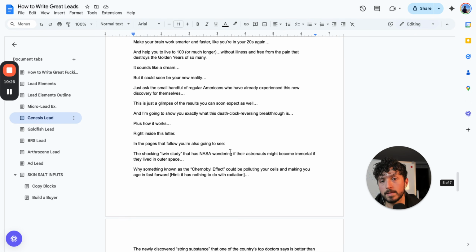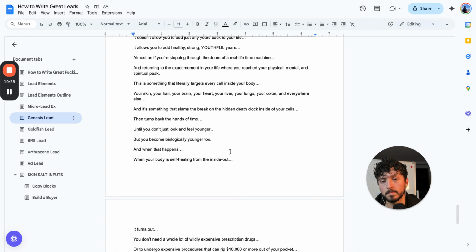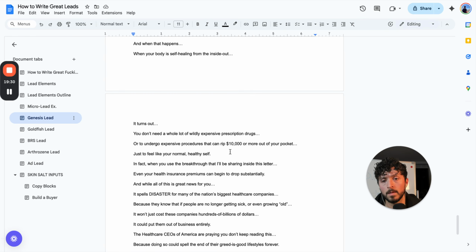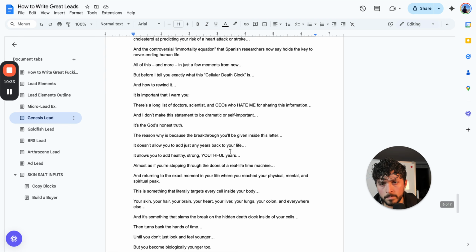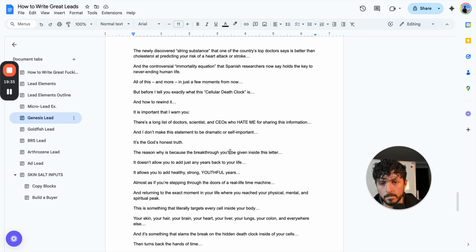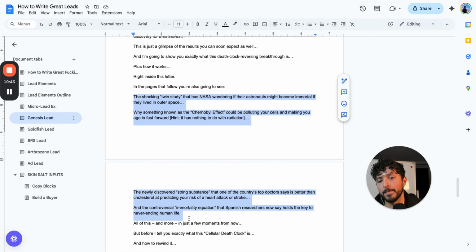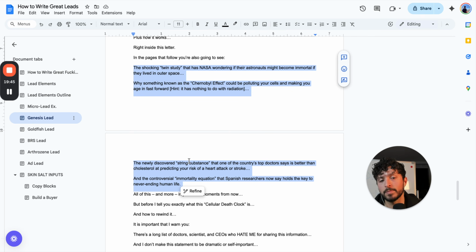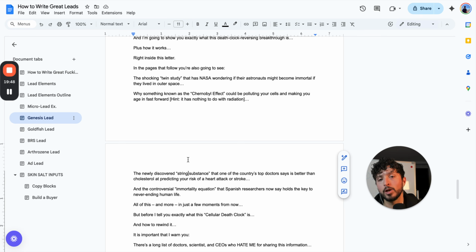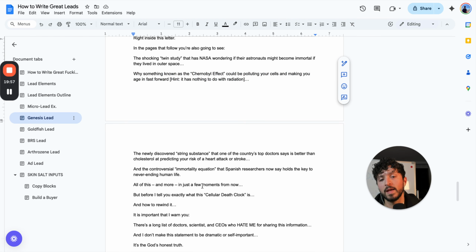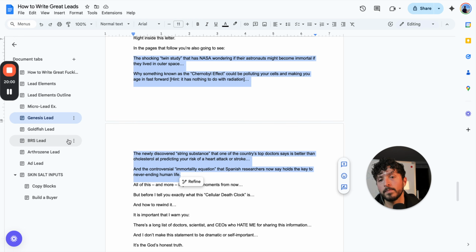If you look at Stefan's, shocking twin study, Chernobyl effect, newly discovered string substance, and the controversial immortality equation that Spanish researchers now say holds the key to never-ending human life. Okay? Again, just look at the density of the curiosity and the promises and the pain points, things like that. So really good fascinations here.